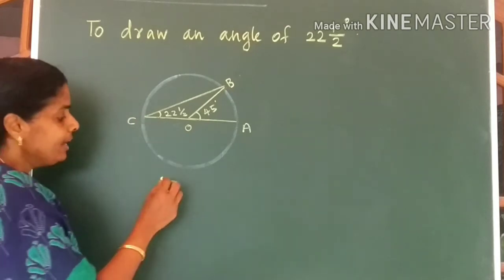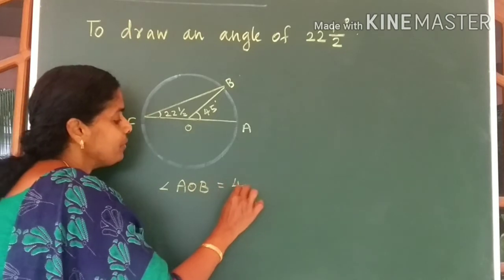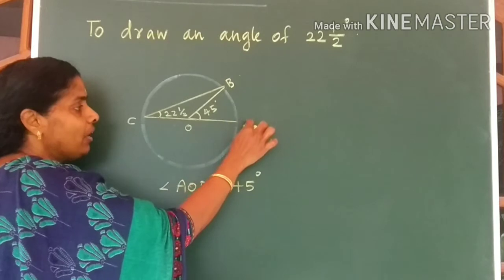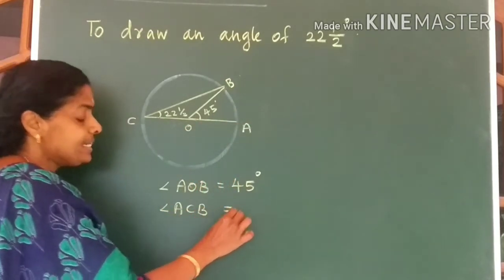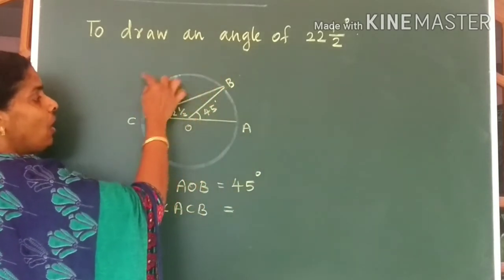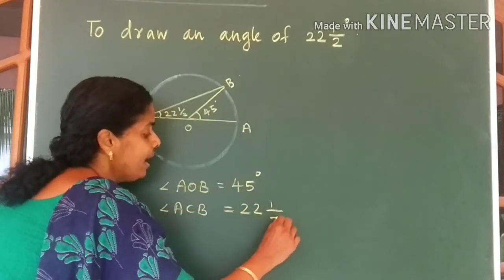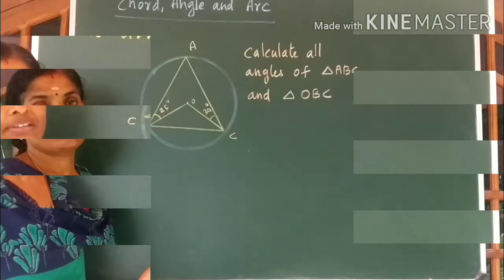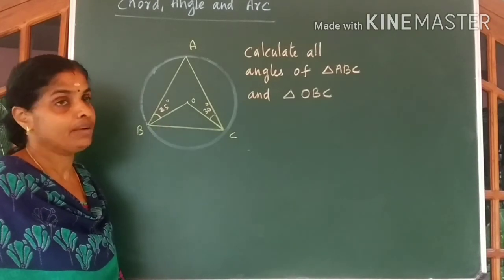From the figure, it is clear that angle AOB is equal to 45 degrees, which is the central angle of this arc. And what is angle ACB? It is the angle made by this arc on its alternate arc, which is equal to 22.5 degrees. Hope the idea is clear to you, children. Let us do one more problem using the same idea.